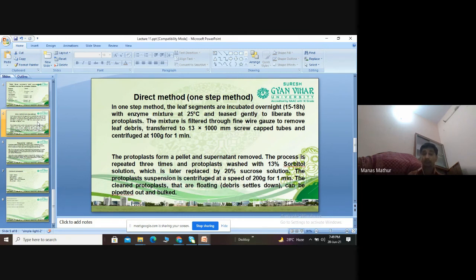In the earlier case, centrifuge speed was 100 grams. Here we have doubled the speed, but the time interval is the same. So what will happen? The pure protoplast will come on the upper surface, and the impure things, that is debris, will settle down, which will be removed by pipetting, and it will be burned out. Then I will discuss the second method.